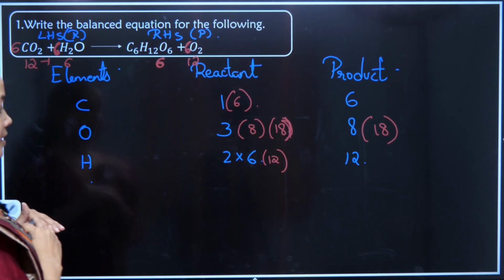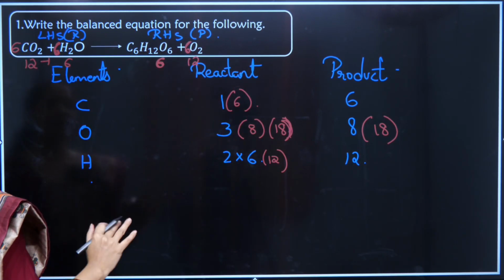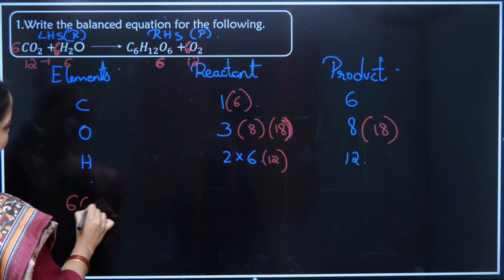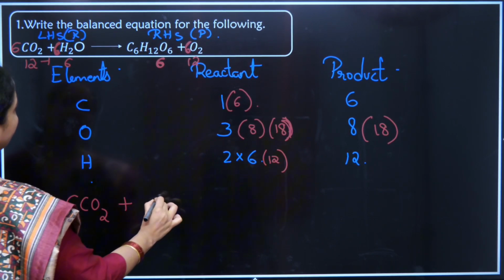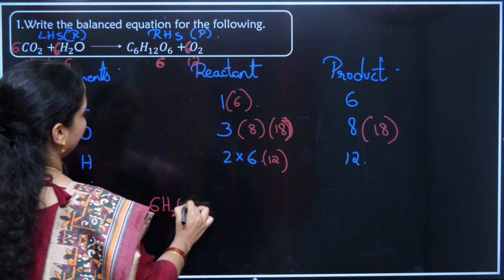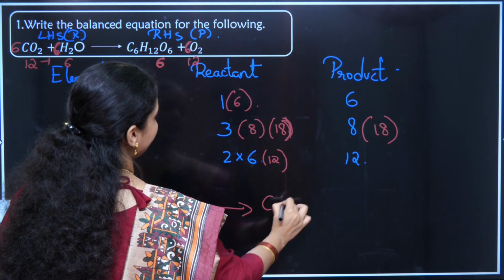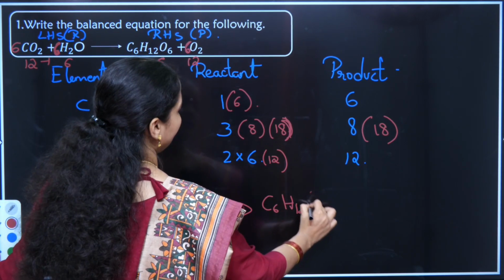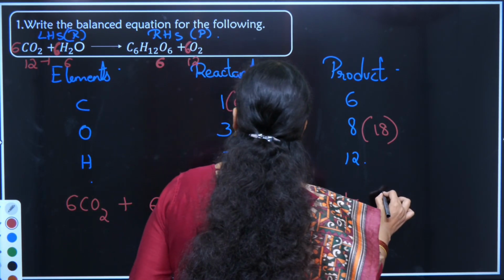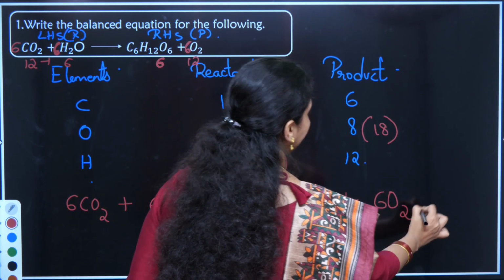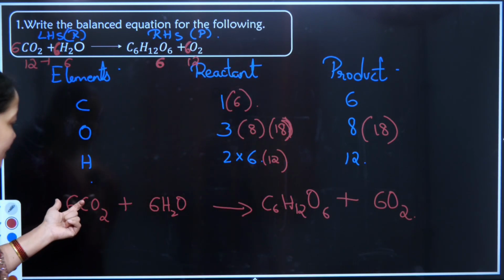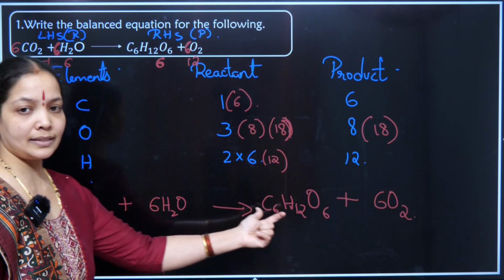So what is the changed chemical reaction or a balanced chemical reaction? 6CO2 plus 6H2O is giving me C6H12O6 again plus 6O2. Let us check it once more. Carbon 6 in the reactant, 6 in the product.